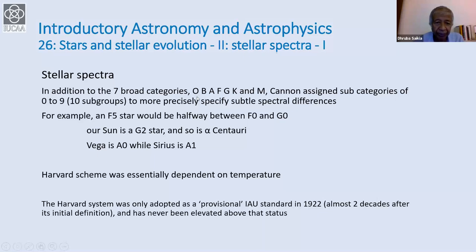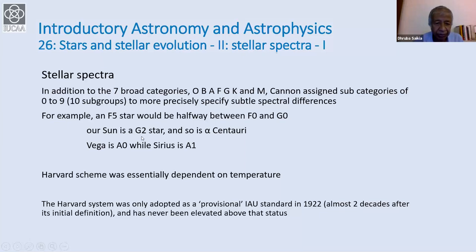In addition to the seven broad categories that we talked about, there are various mnemonics to remember this. Earlier ones were very gender unfriendly and sexist, but there are more gender neutral ones in recent years. Cannon also assigned subcategories 0 to 9, 10 subgroups, to denote the gradual transition from one spectral class to another. The differences are subtle and it requires trained eyes to see them. For our purposes, it is important to remember that in addition to the broad spectral classes denoted by the letters, there are also subclasses defined by the numbers, and they define transitions from one class to another, subtle spectral differences. For example, an F5 star would be halfway between an F0 and a G0.